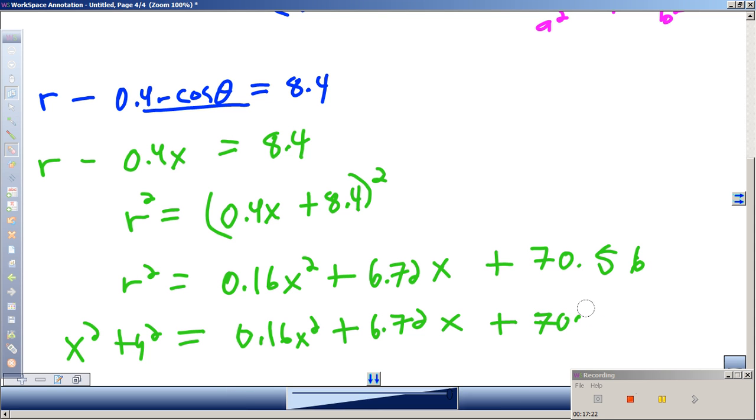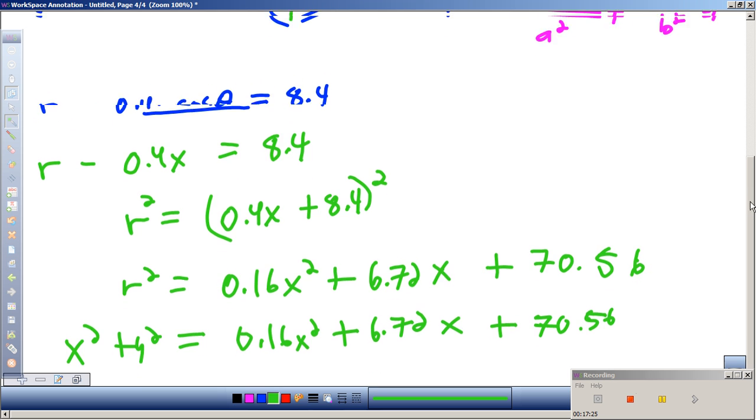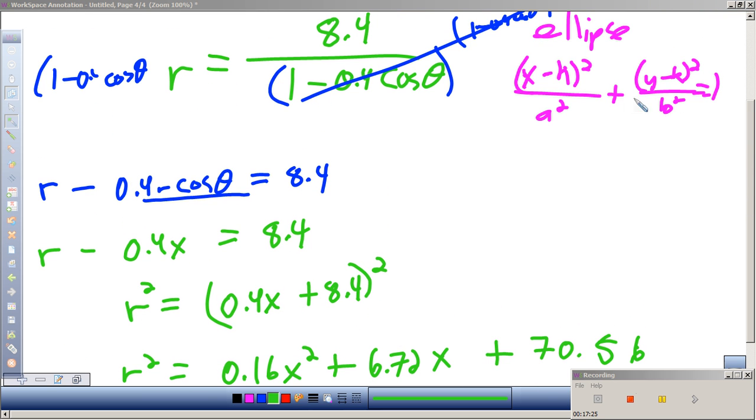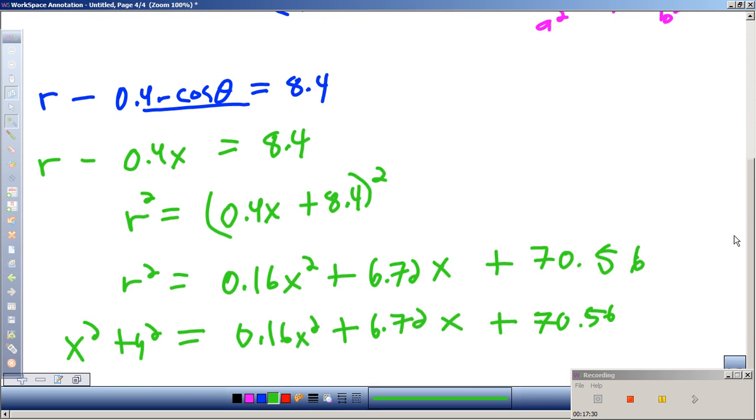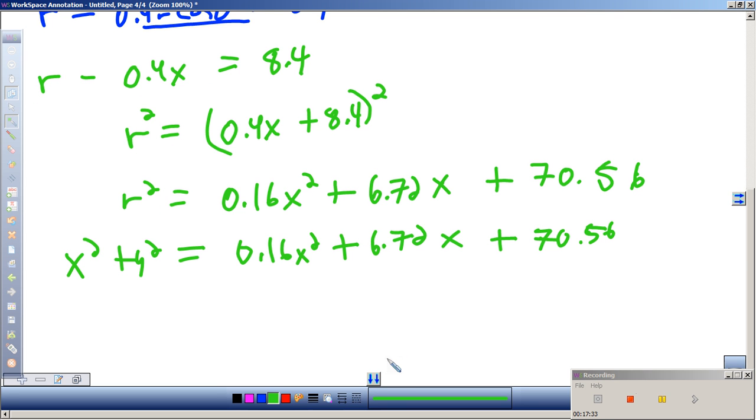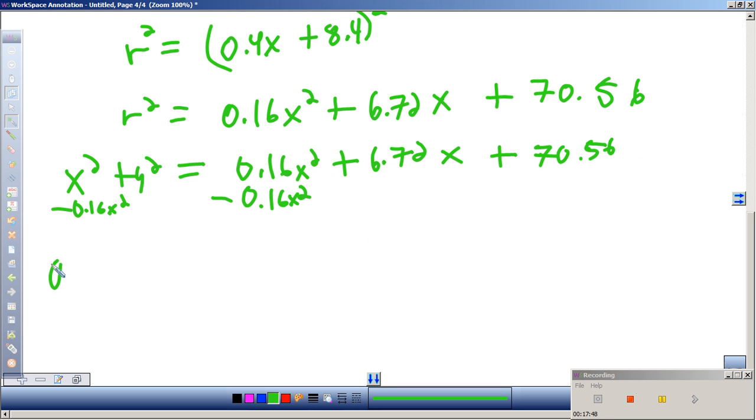Remember, our goal is right here. So let's start by subtracting to get all the x squared together, minus 0.16x squared. What's this going to become? 0.84x squared minus 6.72x plus y squared equals 70.56.